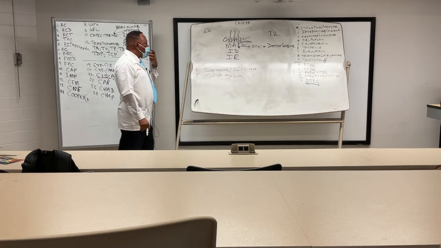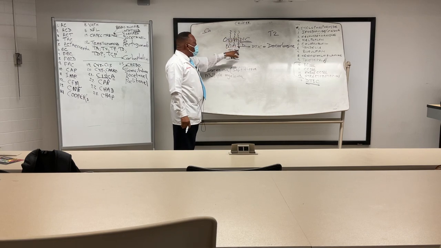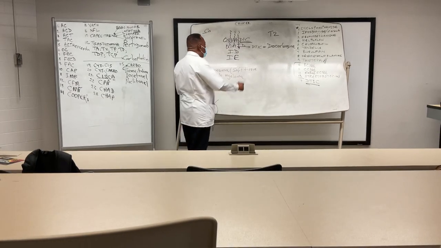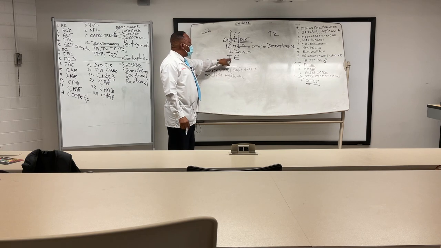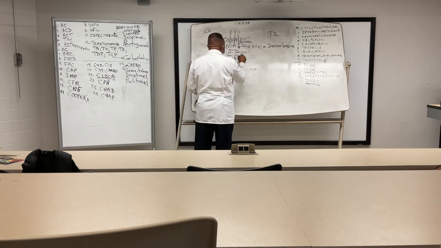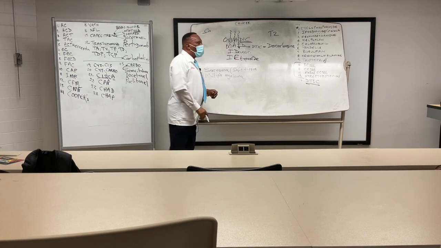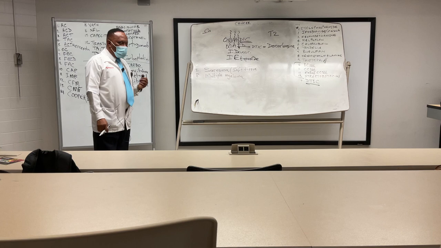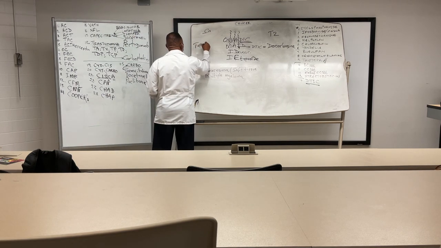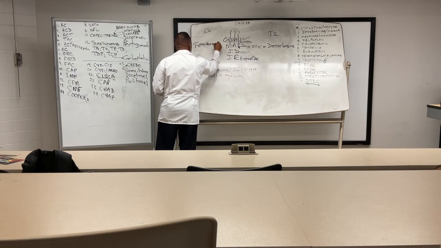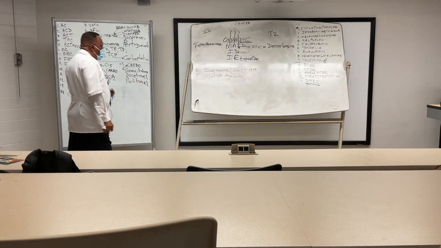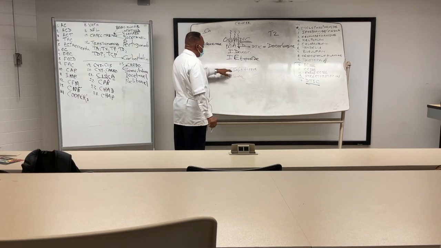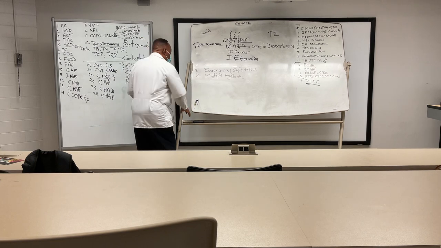So that's what we have in that one. ID, ifosfamide with mesna, and D is your doxorubicin, which is Adriamycin, and IE, you have ifosfamide, and the E there is etoposide, okay, which is one of your topoisomerase 2 inhibitors. So that's what you can use for your soft tissue.